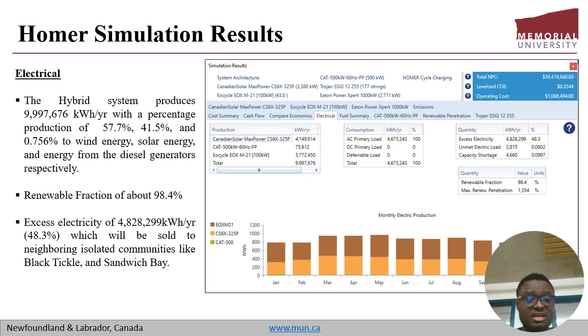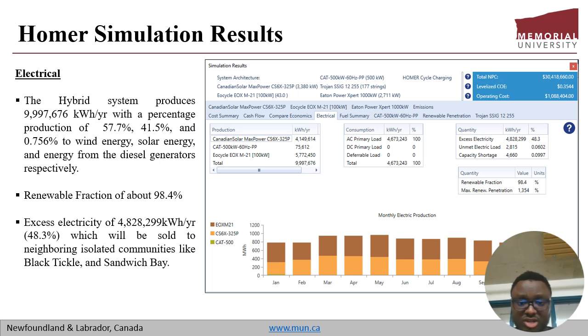So looking at this now, for our excess energy, the plan is to feed the neighboring communities, which are also spending excess of their funds on diesel purchase and running their diesel generators. So looking at this particular system, we can generate more money by selling this excess energy to both Blacktickle and Sandwich Bay, which are the surrounding communities of Cartwright.